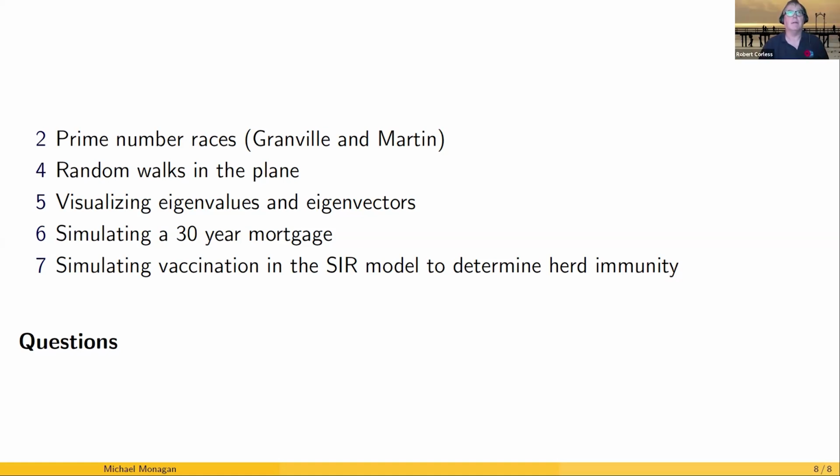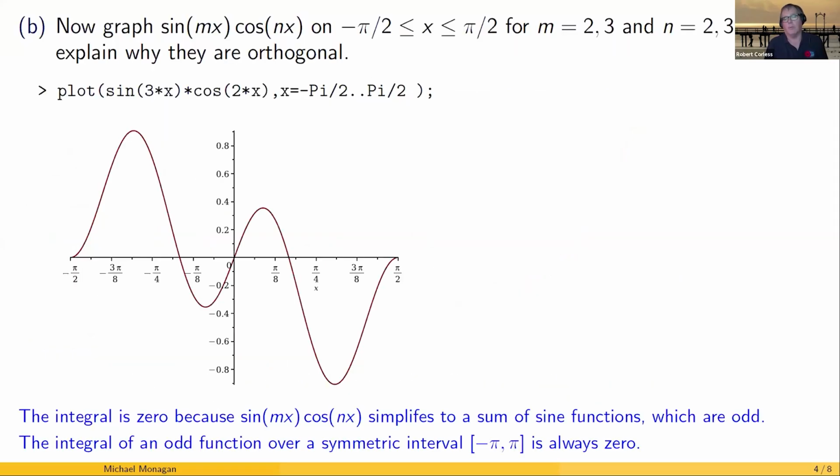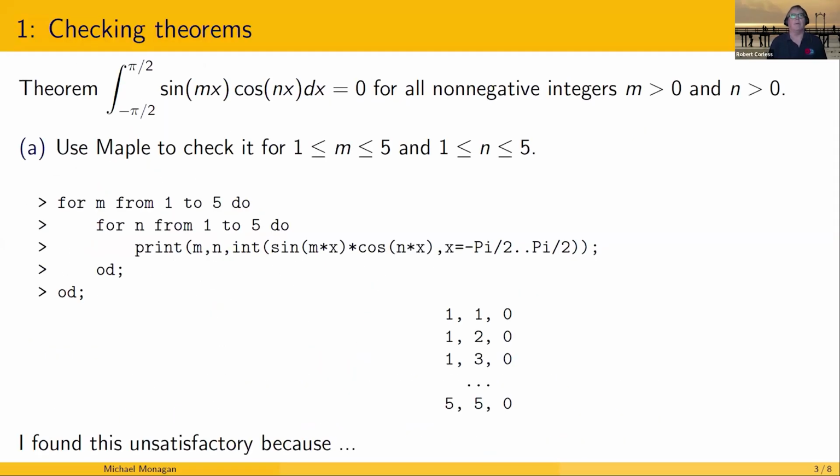I have a question, Michael, if I can jump in. Yes, of course. So your first example, the sine and cosine, Omer noticed that if m equals n, there might be a problem. If you do the indefinite integrals, you'll get an answer that divides by m minus n and divides by m plus n. And so if m equals n, the indefinite integral looks like it's dividing by 0.